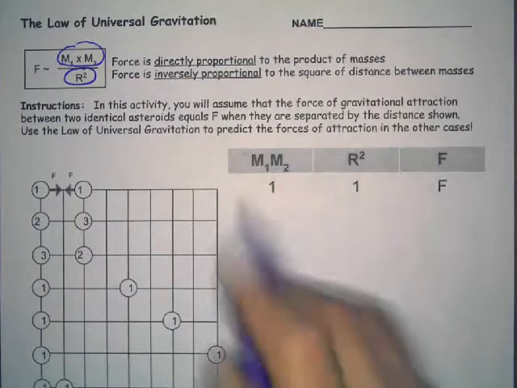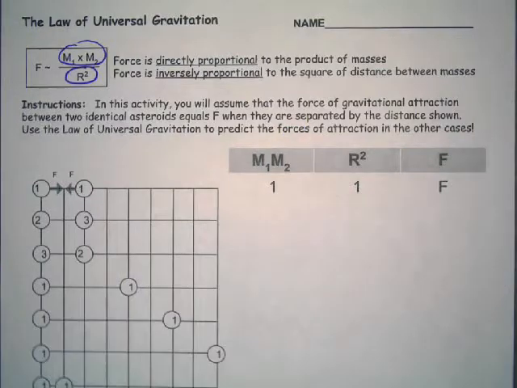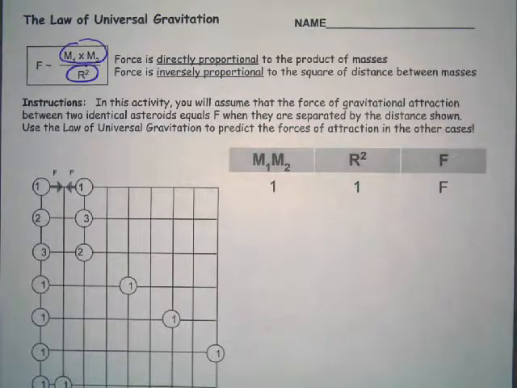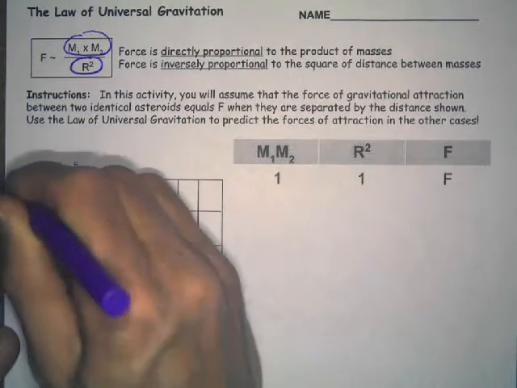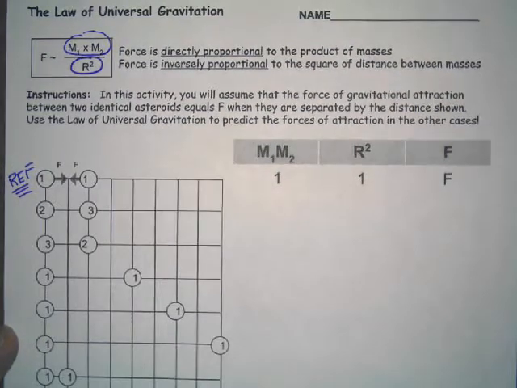So in this activity, you will assume that the force of the gravitational attraction between two identical asteroids equals F when they are separated by the distance shown. Use the law of universal gravitation to predict the forces of attraction in the other cases. So this very first case is our reference, and I'm going to write that next to it.